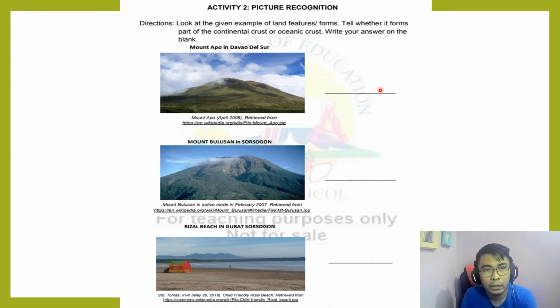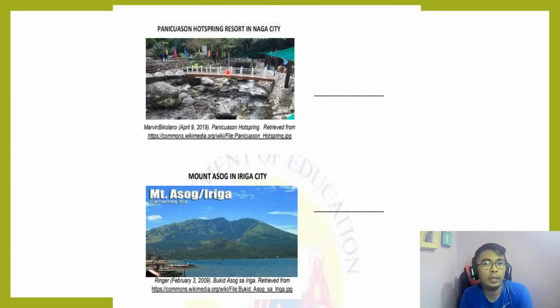So, opposite to that picture, you need to write either continental crust or oceanic crust. Okay? No need to explain. Just tell or identify whether it forms or it is part of the continental crust or oceanic crust. Aside from that, we have Panikwasan Hot Spring Resort in Naga City, and then we have Mount Asog in Iriga City. Okay, again, there are two options, continental crust or oceanic crust.